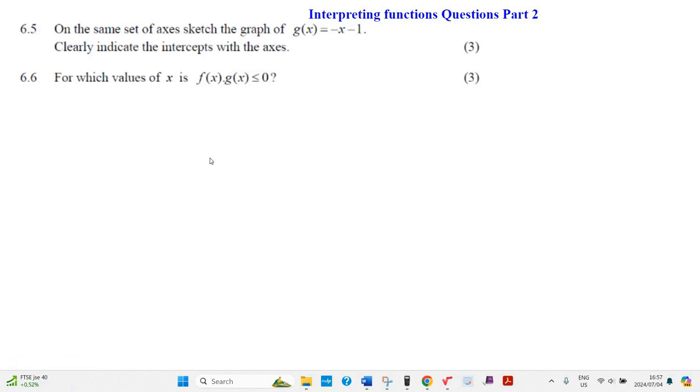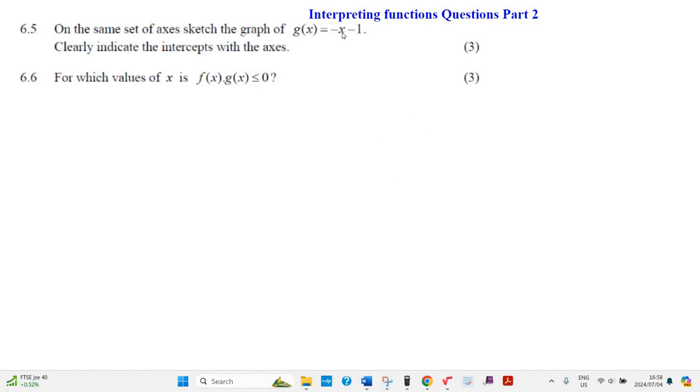Okay, let's try the last two questions here. The first one's real easy and the last one's a little bit tricky. So let's try this. They want you, on the same set of axes as you've got that parabola, to graph the line g of x equals minus x minus 1. Well, holy cow, that's pretty easy.